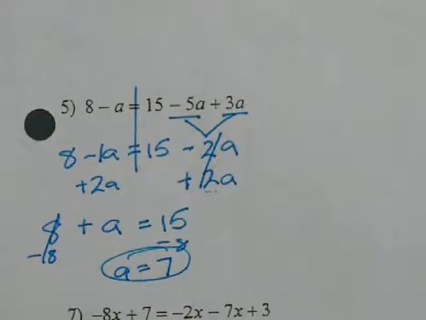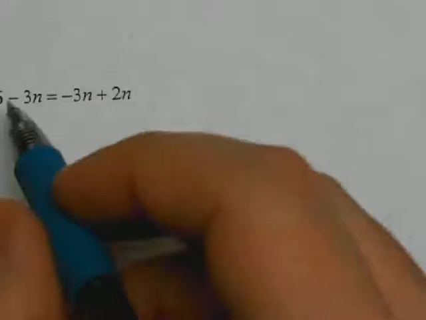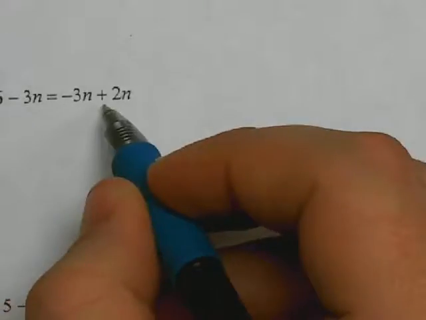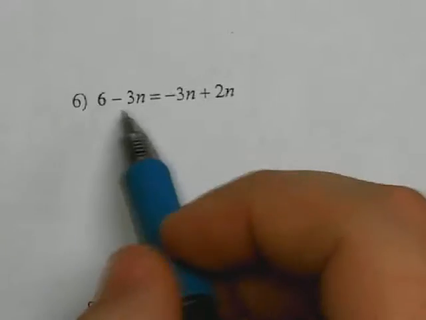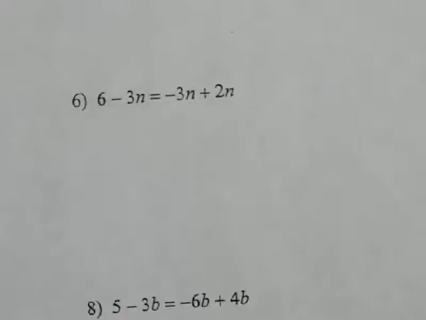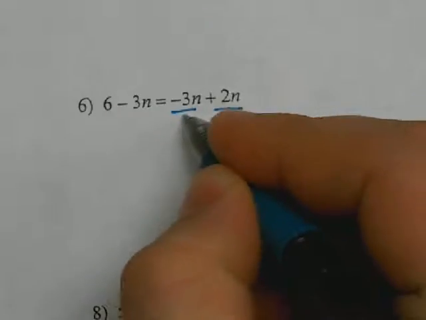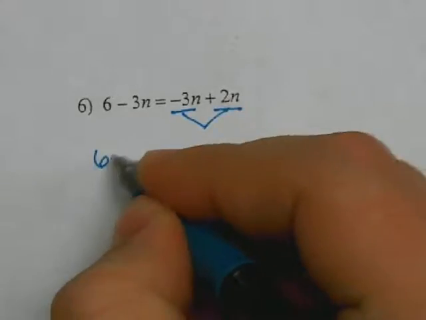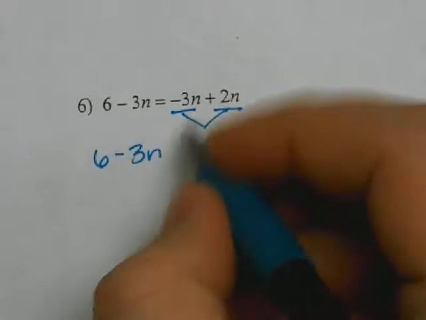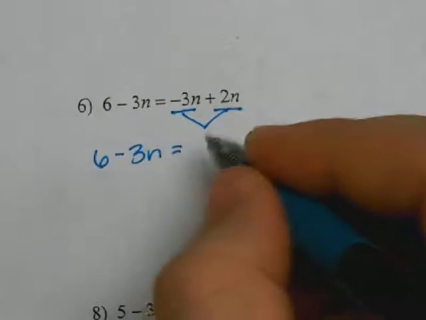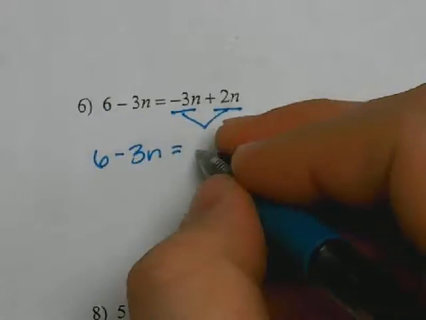Now let's go to number 6 next, and then we'll go to number 10. Looking at number 6, we have 6 minus 3n equals negative 3n plus 2n. Can I combine anything on the left side? I cannot. Can I combine anything on the right side? Yes, I can combine negative 3n and 2n. I write down my left side, I just bring it down: 6 minus 3n equals negative 3 plus 2, which would be negative 1n.